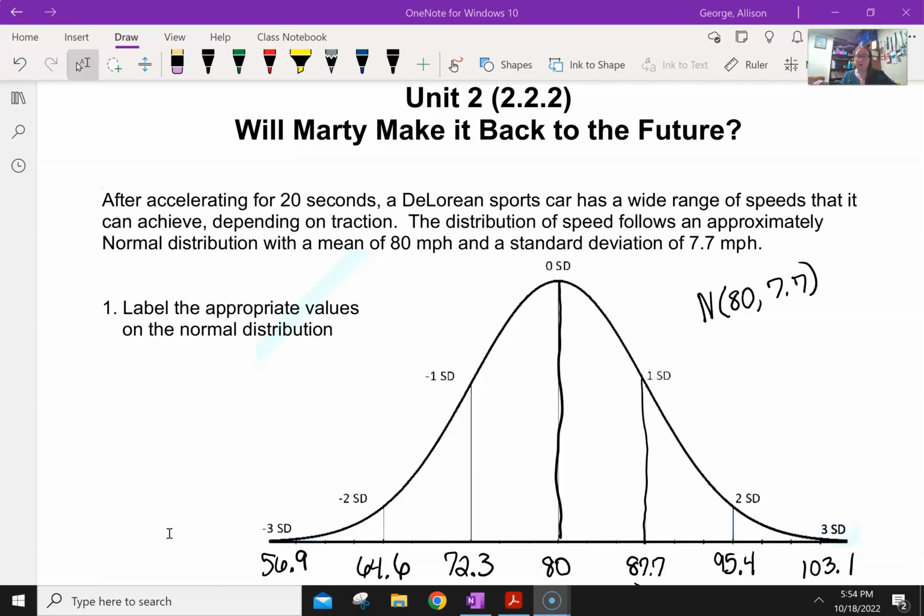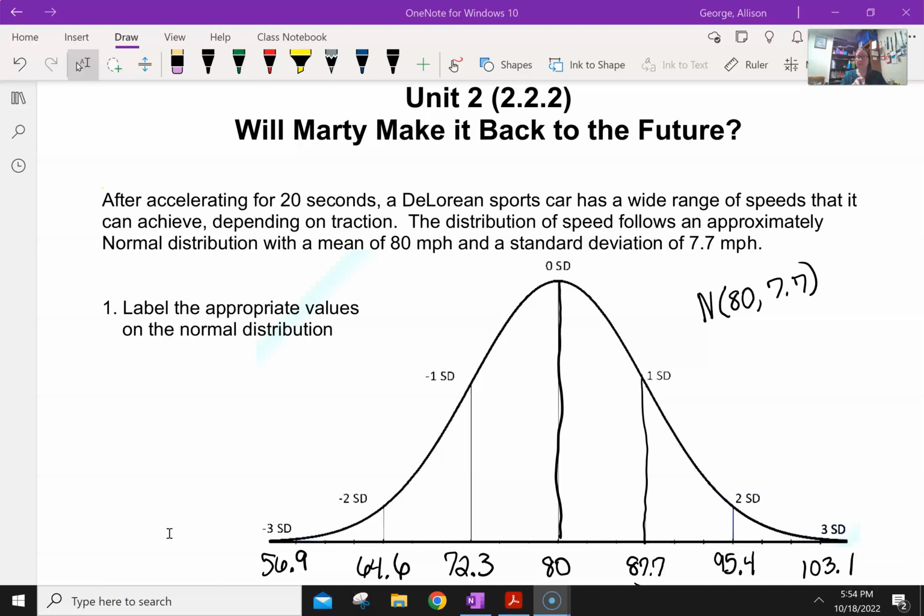So first thing we had to do was go through and label our normal distribution. This is a pretty picture. This is what would be appropriate for a test or a quiz. Excuse me, for the AP exam. This is what they would be looking for.